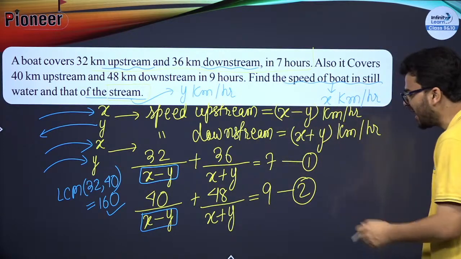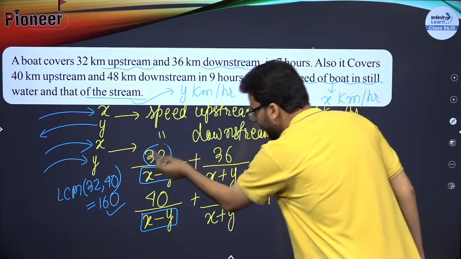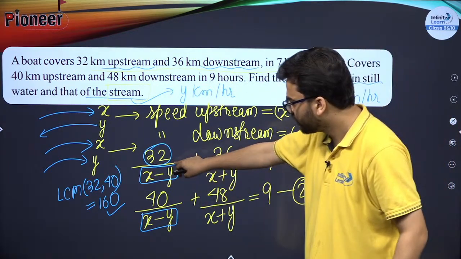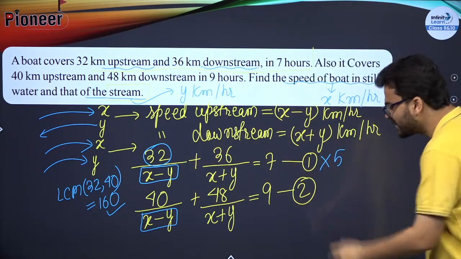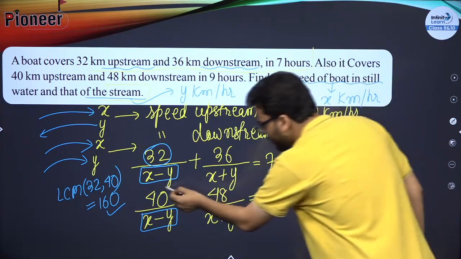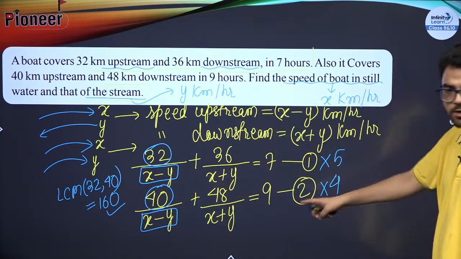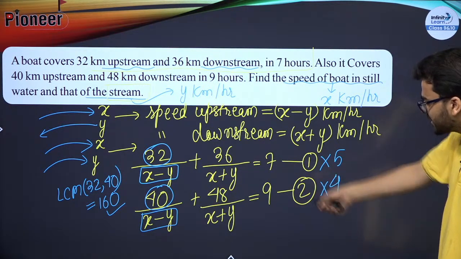So how can I do that? I can make the first one 160 by multiplying the first equation by what? 5, right? By multiplying the first equation by 5. And the second equation, I can make this 160 by multiplying the second equation by 4. You got this logic, guys, every student? By 5, yeah.